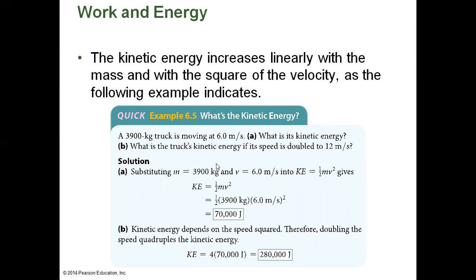Now in the second part, what is the truck's kinetic energy if the speed of the truck doubles? Initially the speed is 6, now it will be 12. Kinetic energy depends on the speed squared, so doubling the speed quadruples the kinetic energy, and the kinetic energy is equal to 4 times 70,000, that is 280,000 joules.